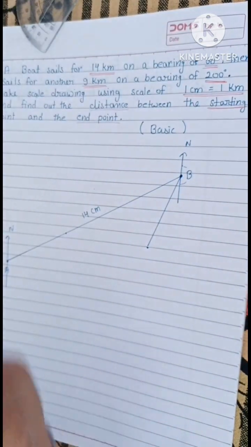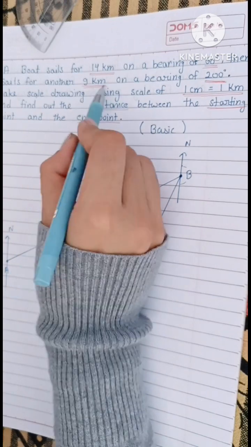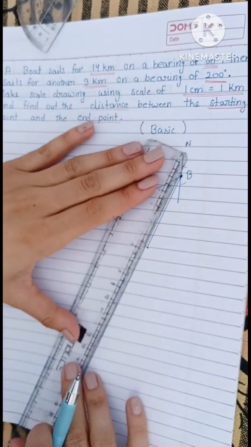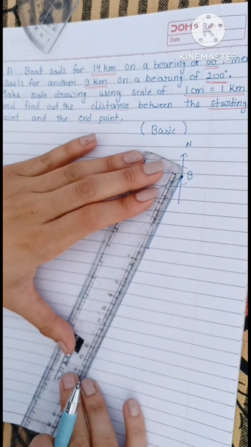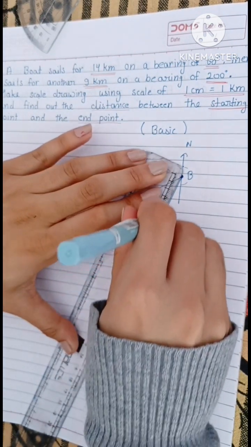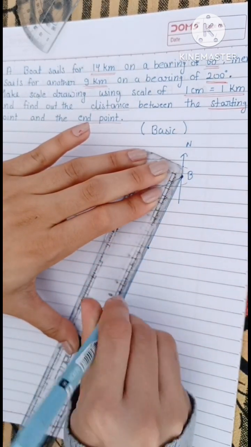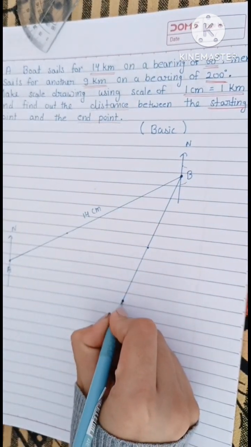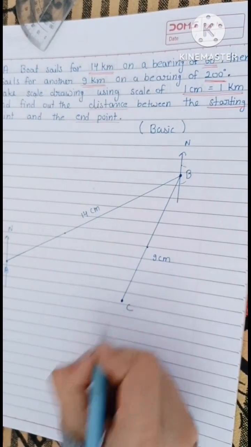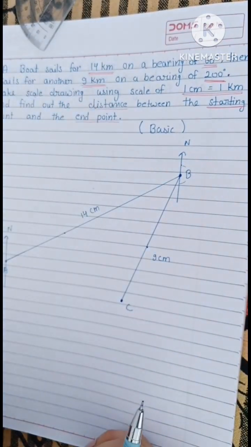200, and we have to move for 9 kilometers. That would be represented by 9 centimeters. So here is my finishing point, point C, and that's 9 centimeters. Now our scale drawing is complete.